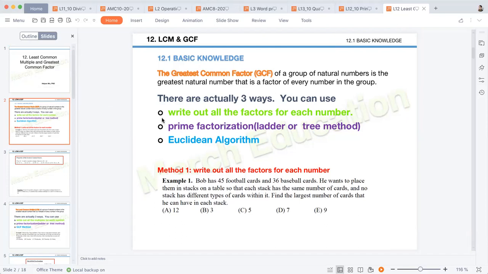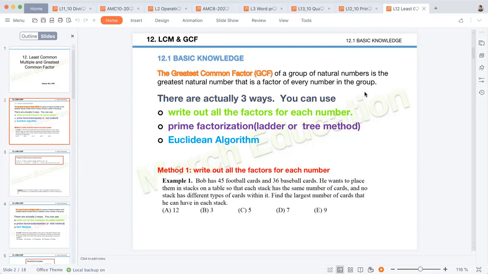Today we talk about least common multiple and the greatest common factor. Okay, the greatest common factor is the first. This is the common factor, and then this is the greatest common factor. We have three ways to find the greatest common factor. First one is write out all the factors for each number.